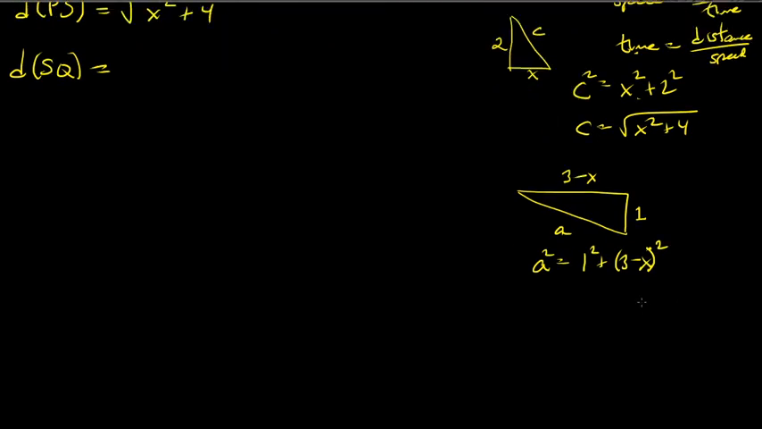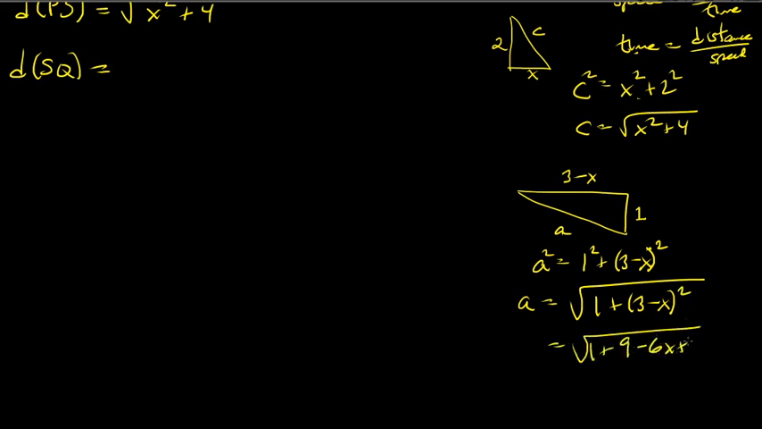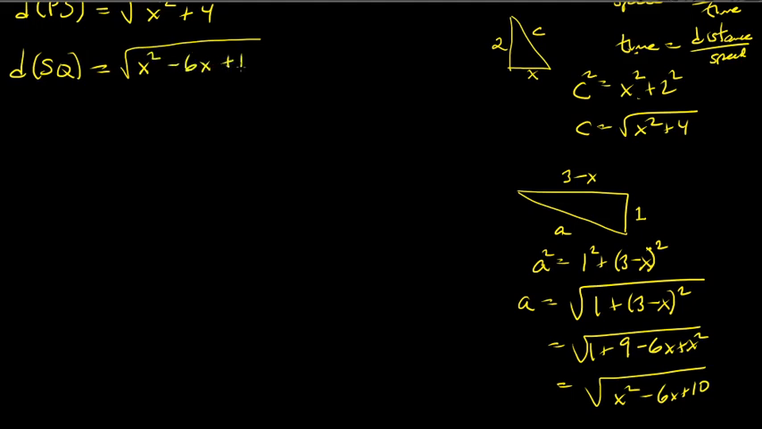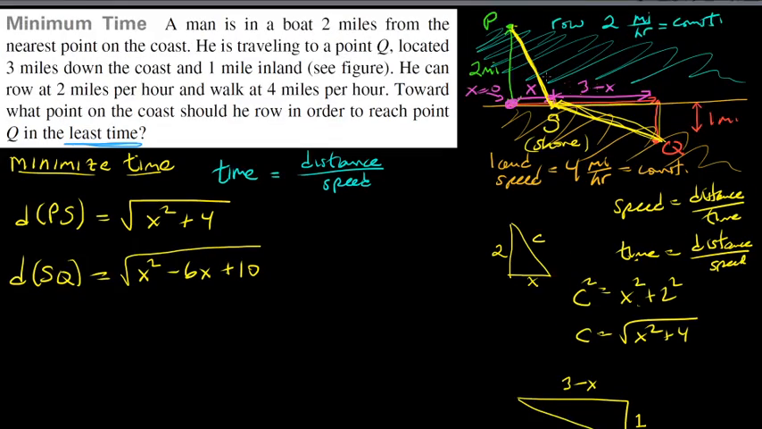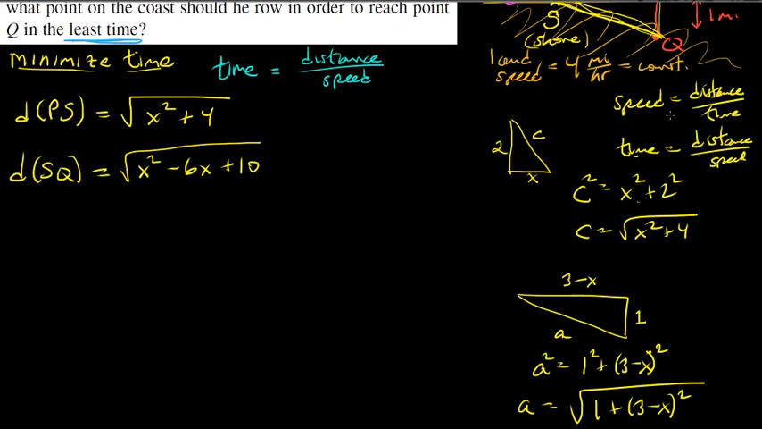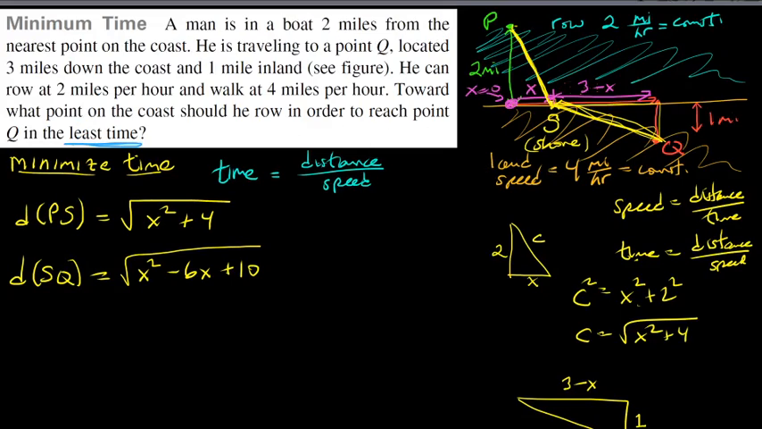And if you multiply that out, you don't have to, though. You can just let A be the square root of 1 plus (3 minus x) squared. But let's do it. So this is 1 plus 9 minus 6x plus x squared, which is the square root of x squared minus 6x plus 10. And let me just copy that down here. There we go. There's the two distances from P to S and then from S to Q. So what's the total distance? Well, then just add them up, take one plus the other. But we're not interested in the total distance. We're interested in the total time.